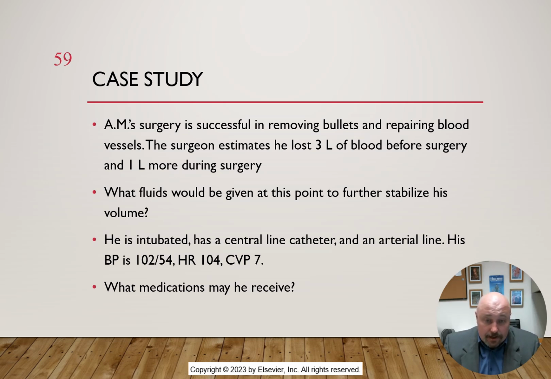Also, he is intubated, has a central line catheter and an arterial line. His blood pressure is 102 over 54, a heart rate of 104, and a cerebral perfusion pressure of 7. What medications may he receive?